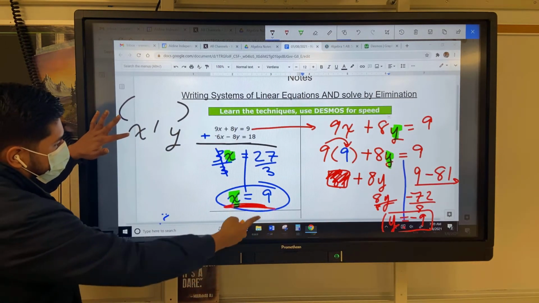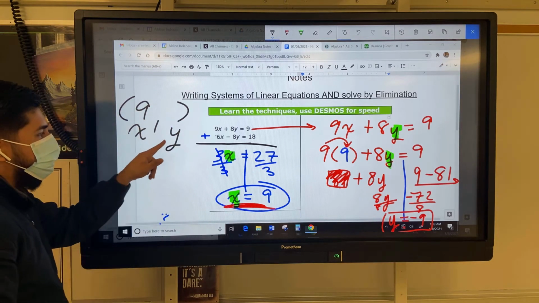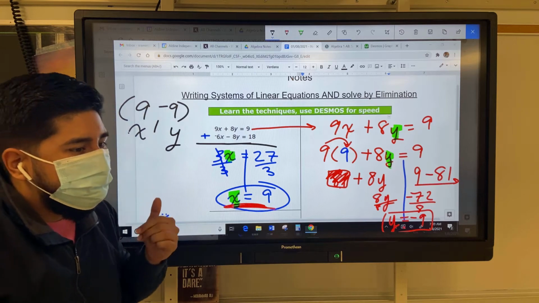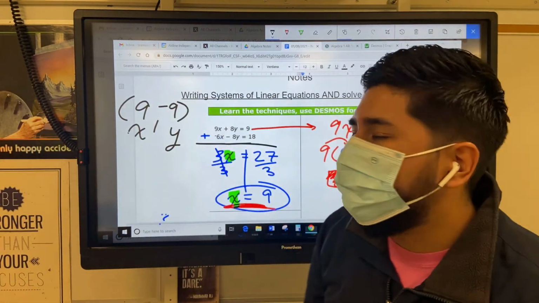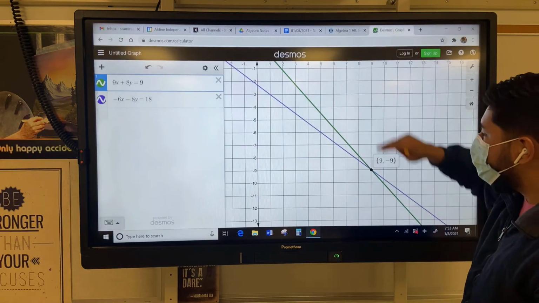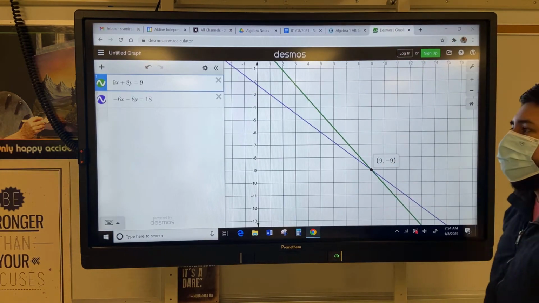What is my x value? That's 9. What is my y value? Negative 9. Boom. Was that the answer that we saw on the graph? I don't know. Let's check. 9, negative 9. 9, negative 9, so I did it correct.